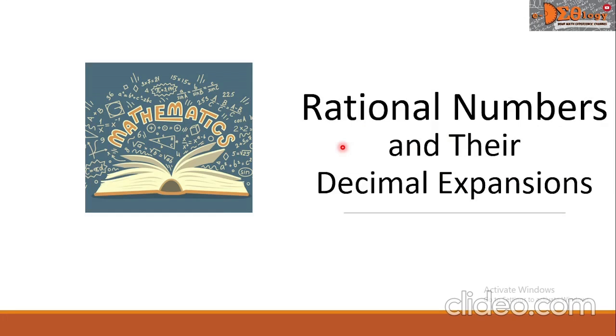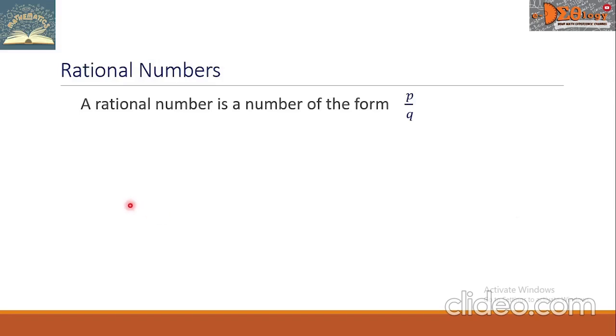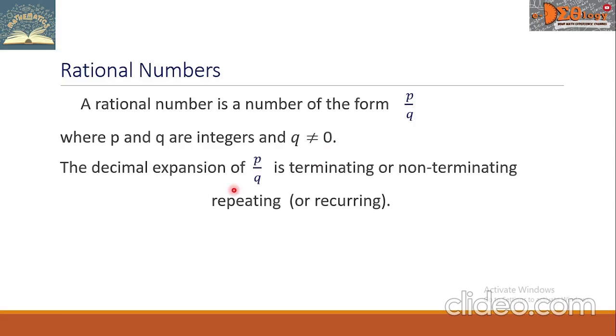Hi everyone. Today we're going to study rational numbers and their decimal expansions. By definition, a rational number is a number of the form P over Q, where P and Q are integers and Q not equal to 0. The decimal expansion of P over Q is terminating or non-terminating repeating. In some books, they use the word recurring.